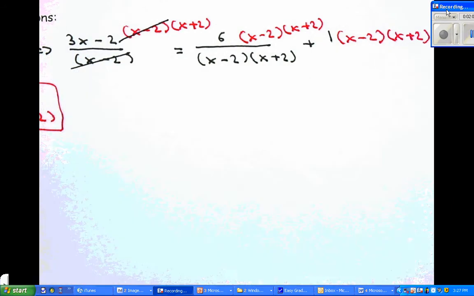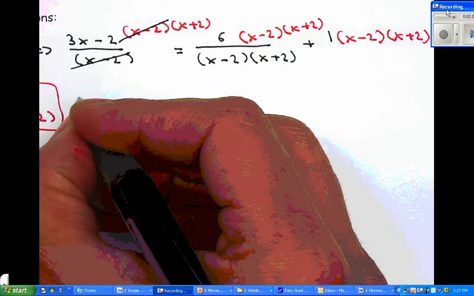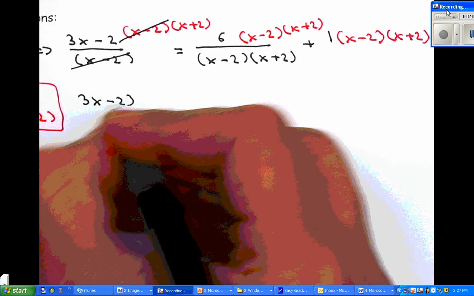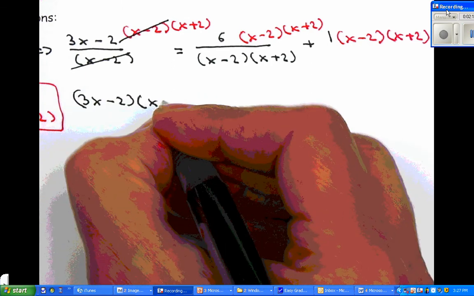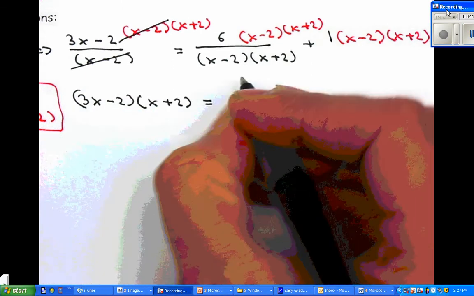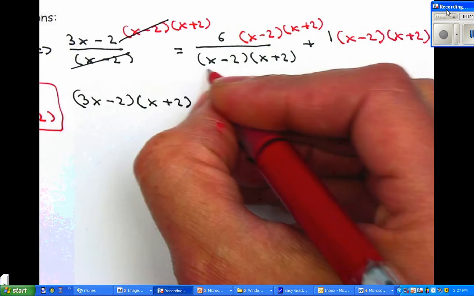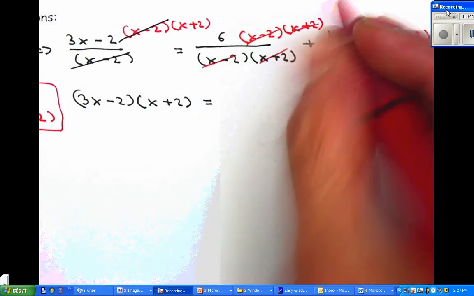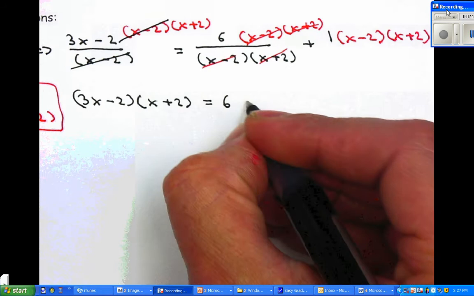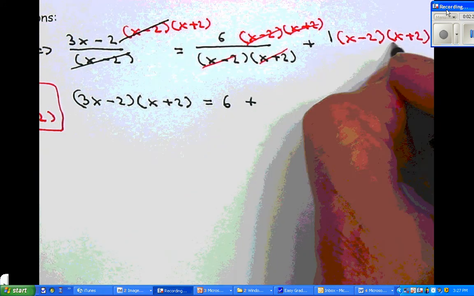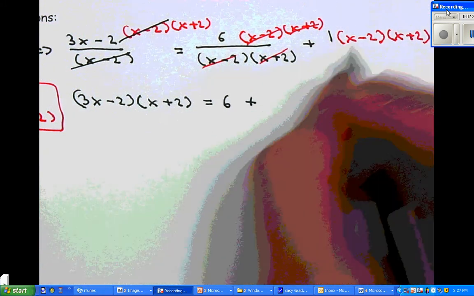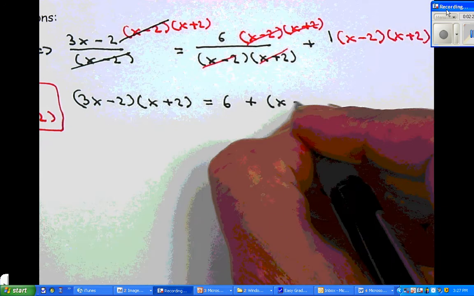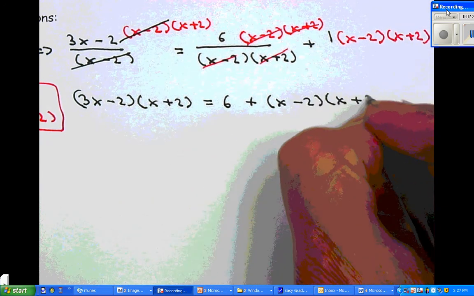This one cancels. So we just have 3x minus 2, x plus 2 is equal to, in this case, both of them cancel, the x minus 2 and the x plus 2. So we just have left a 6 plus. Now, we really don't need the 1. We can multiply the 1, but it doesn't change anything. We have x minus 2, x plus 2.